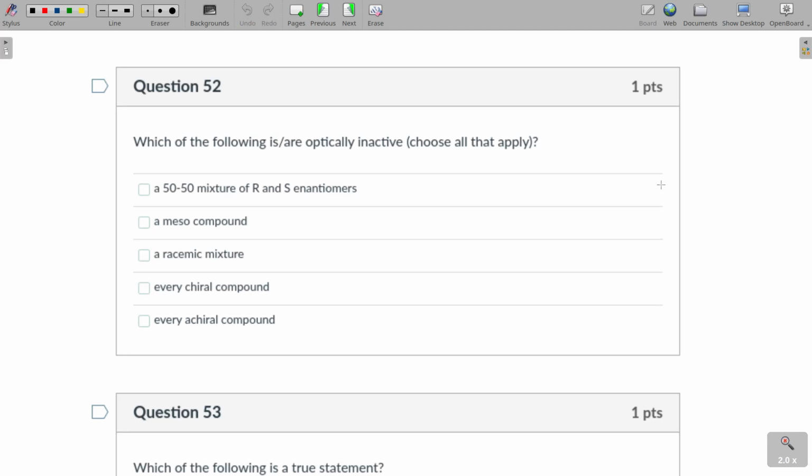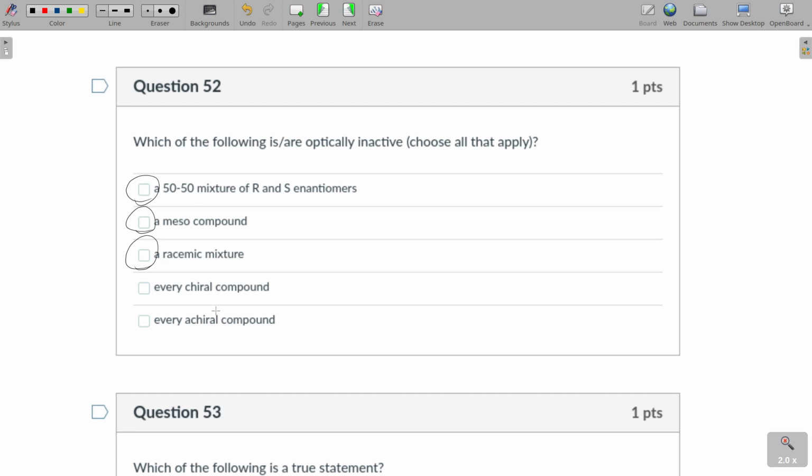Okay, which of the following are optically inactive? All right, so a 50-50 mixture is going to have equal amounts of the exact same structure, but the R and S, that would be inactive. So that is an answer. A meso compound would be inactive because it's got that internal mirror plane. A racemic mixture, that is a 50-50 mixture, so that is optically inactive.